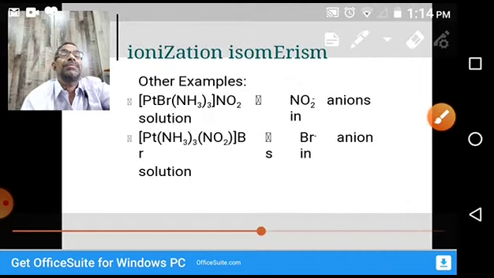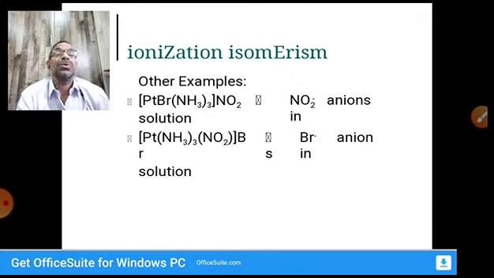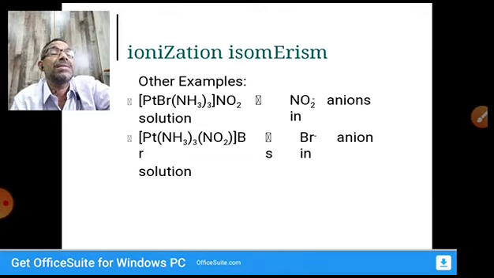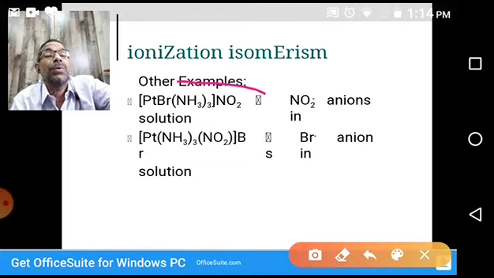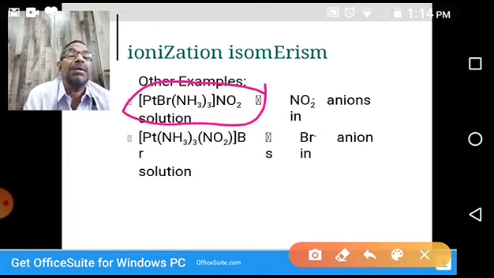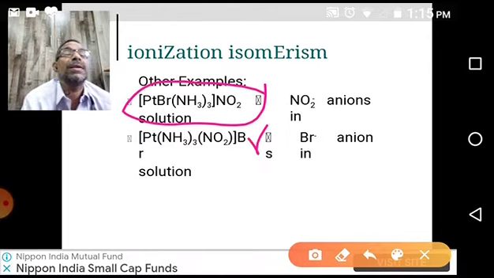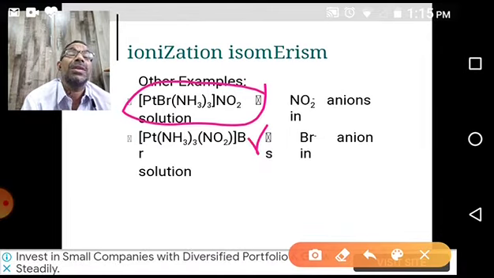Next slide. You see one more example. In this example, we shall try to give the IUPAC name of the compound. It is a nitrite compound. In the first case, nitrate is a counter ion. In the second case, bromide is a counter ion. So what is the name?